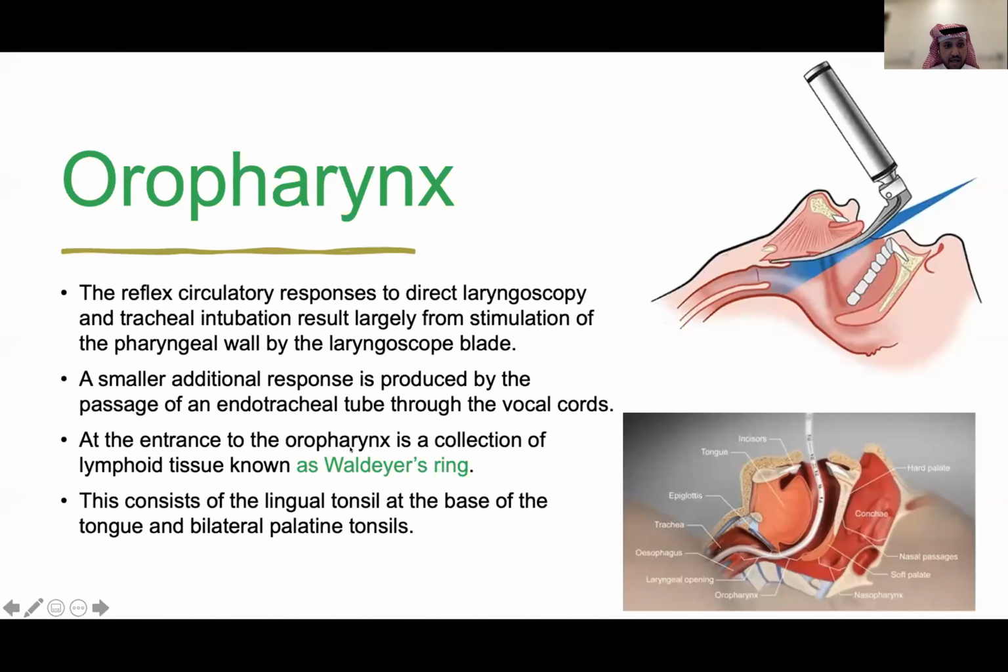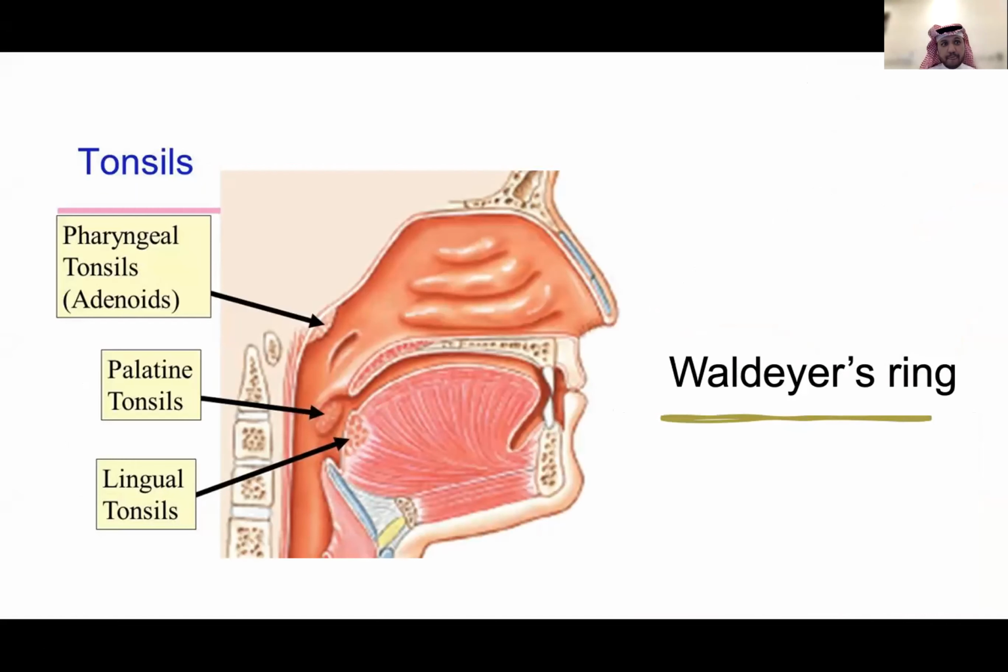This area has multiple lymph nodes, which we call Waldeyer's ring. It consists of the lingual tonsils at the base of the tongue and the bilateral palatine tonsils. This is a well-defined ring. It consists of the palatine tonsils here and the lingual tonsils here.